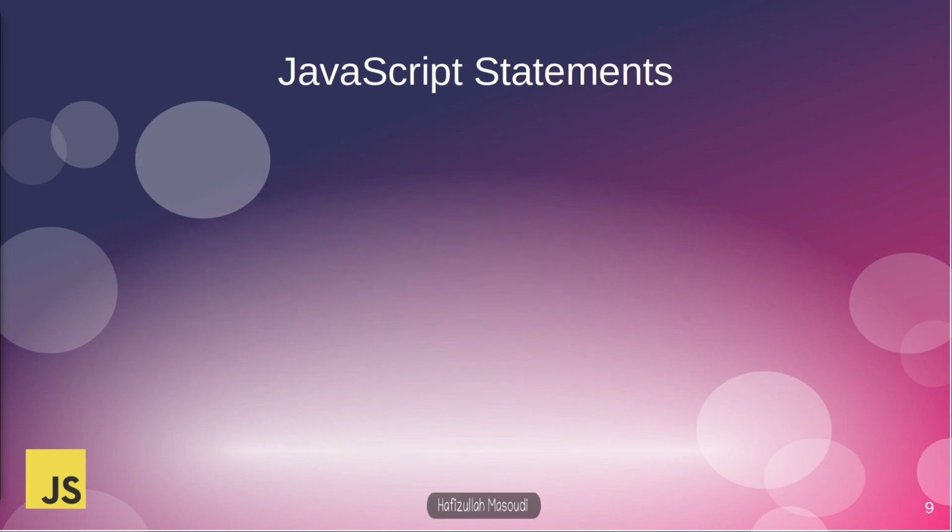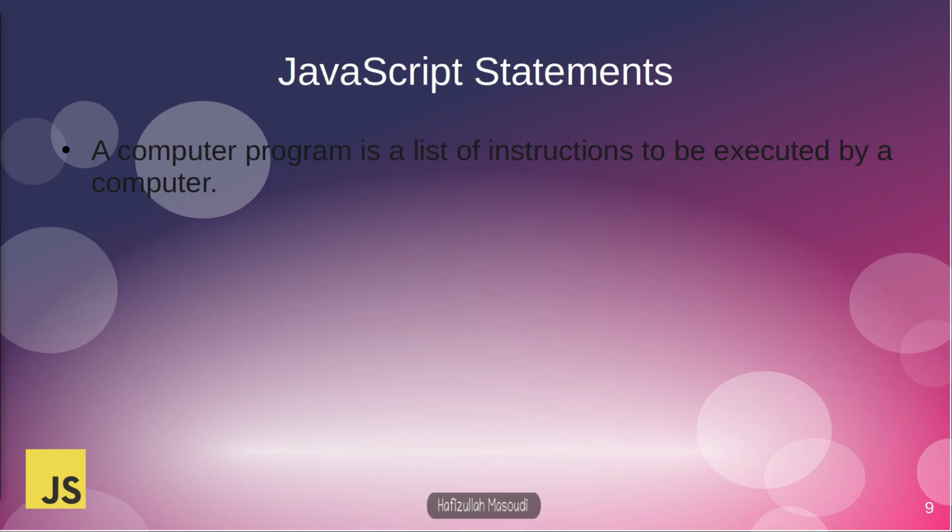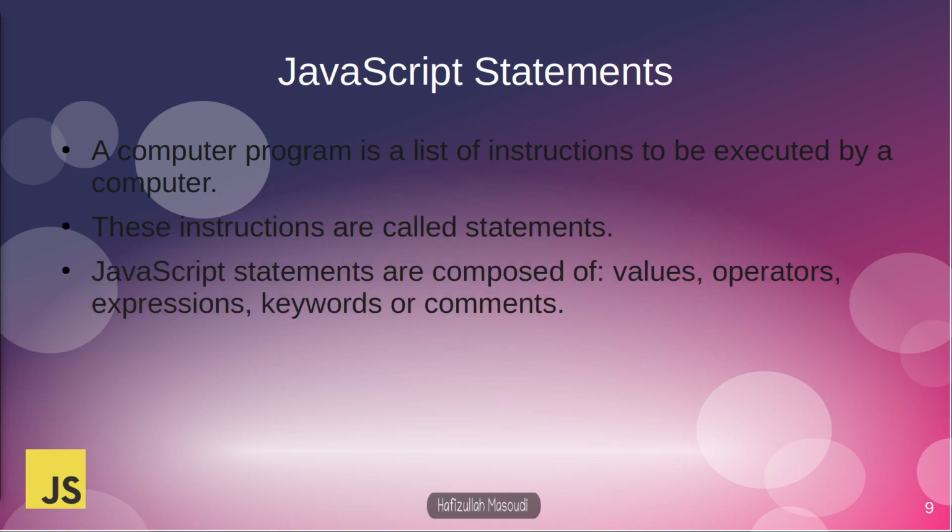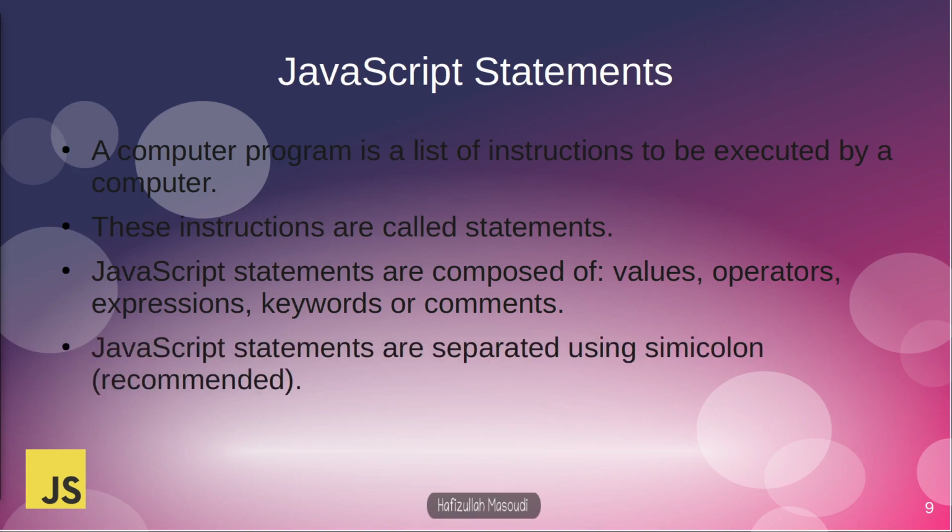So now we have JavaScript statements. A computer program is a list of instructions to be executed by a computer, and these instructions are called statements. And in JavaScript we have statements composed of values, operators, expressions, keywords or comments. Now JavaScript statements are separated using semicolons, and if you don't end with a semicolon, your code will also work, but the best practice recommended is that you put a semicolon to separate your statements.